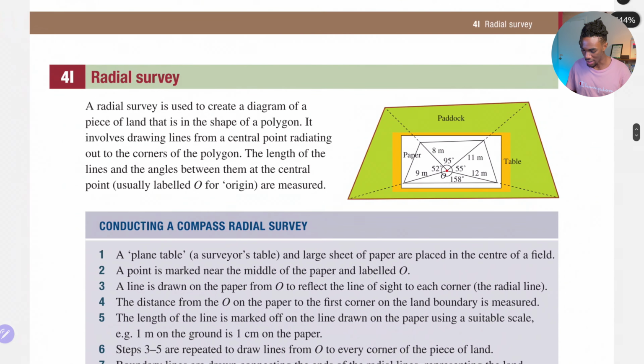So a radial survey, what is it? Imagine just a block of land. This is usually what the question is going to be like in the HSC. It's a block of land and they've got different lines coming out of it, and then you just have to find different things in the land. So let's go into an example.